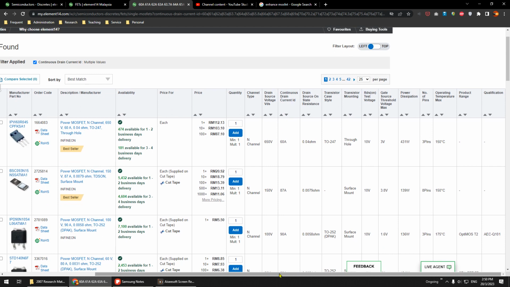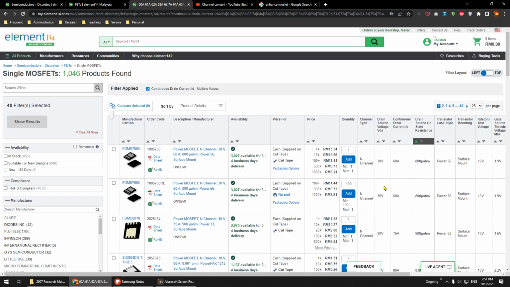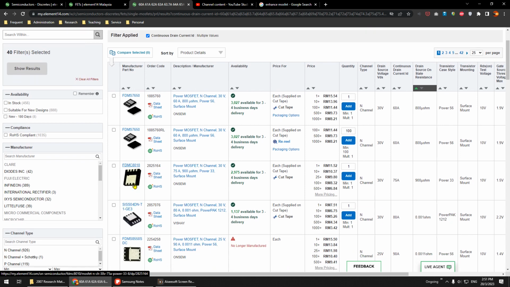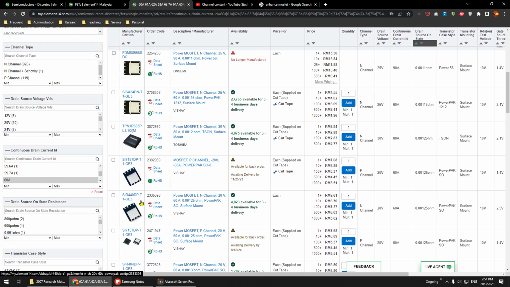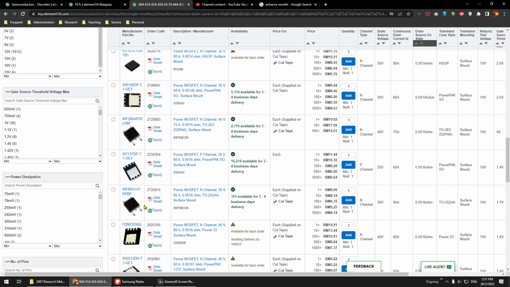It's not available, I think. Wait. Okay, this one, drain source on resistance. So this one, the lower the better. And of course, next you have to look at the availability. Okay, availability, and you don't want this one, SMD. This is called SMD. We don't have the capacity to do it. So try to avoid it.